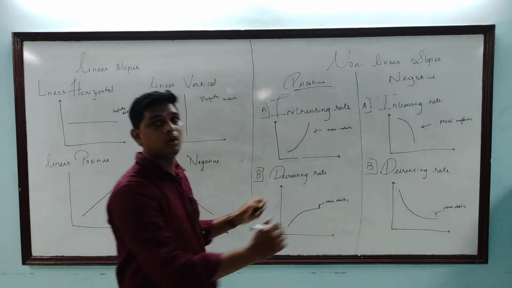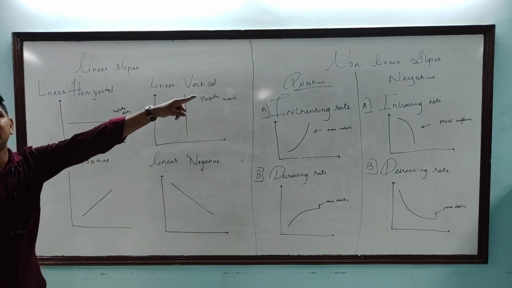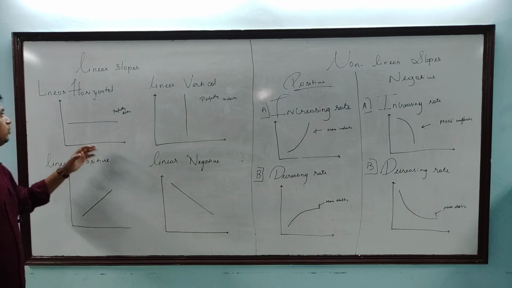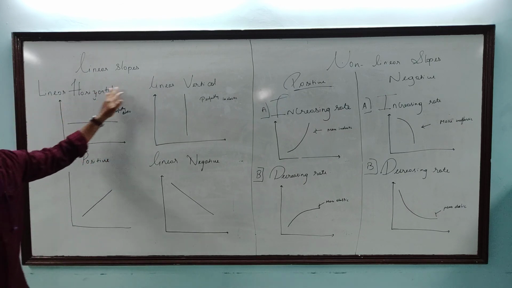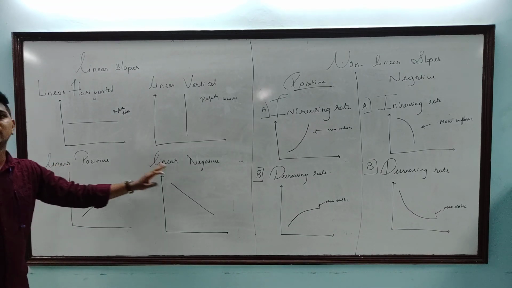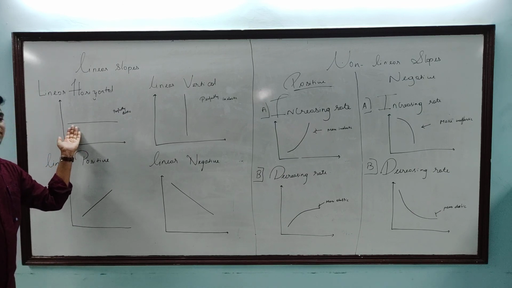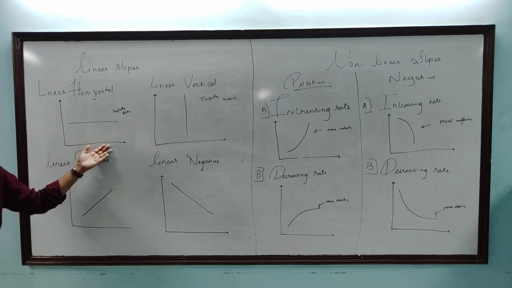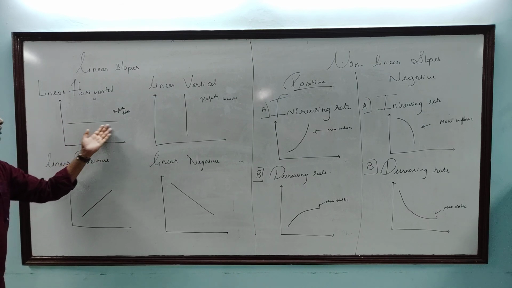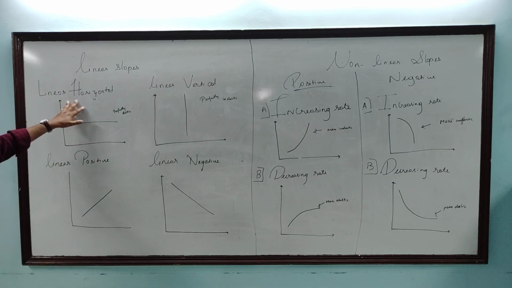So summarizing, we have a linear slope and a non-linear slope. In a linear slope, we have a linear horizontal curve, linear vertical curve, linear positive curve, and linear negative curve as well. In a linear horizontal curve, we have a constant proportion between x and y variable, and they are perfectly elastic in a way. They are perfectly horizontal because it is a linear horizontal.